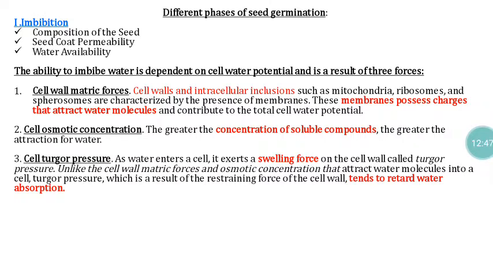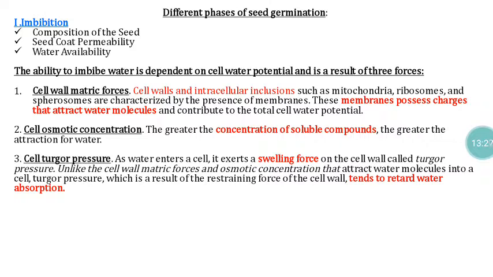Then water availability and quality of water also going to play a major role, and all that we can discuss in the three points given below. Then the ability to imbibe water depends on cell water potential and, as a result, three other forces like cell wall matrix forces. So the cell wall matrix forces also play some role with reference to increasing the water uptake by the seeds, particularly some cell organelles like the mitochondria, ribosomes and spherosomes.